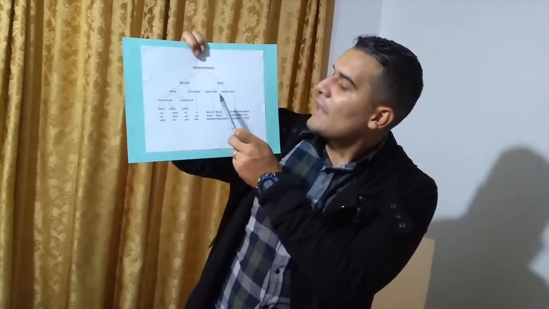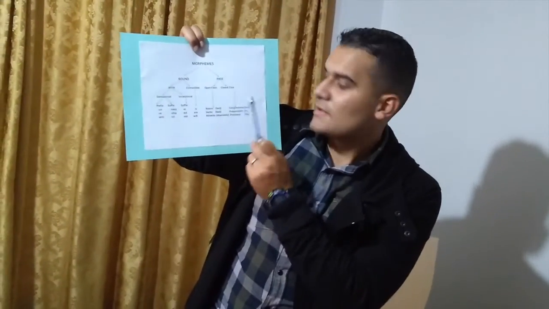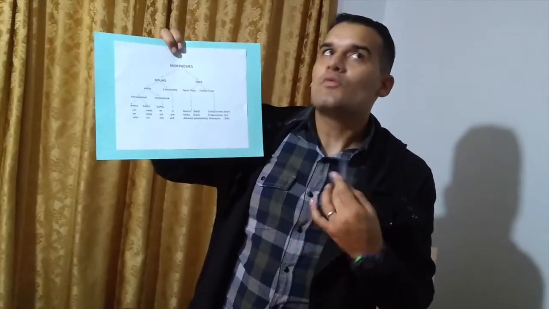Then there are word classes, in this case open class and closed class. They are made up of words like nouns, verbs, adverbs, conjunctions, prepositions, and pronouns.